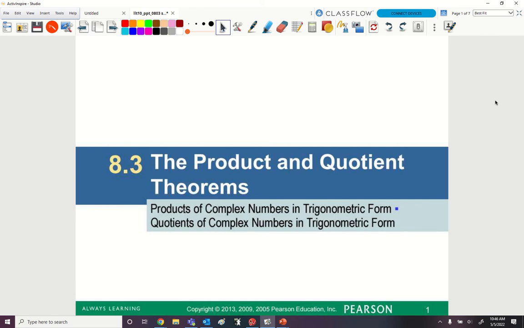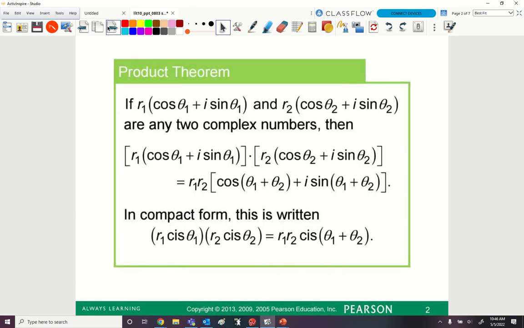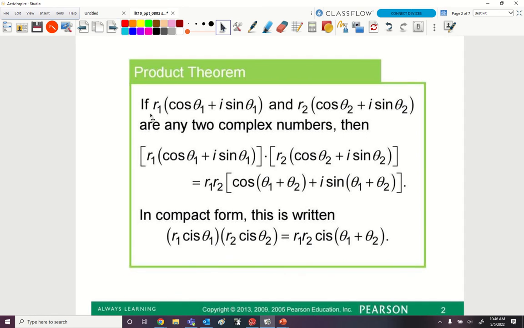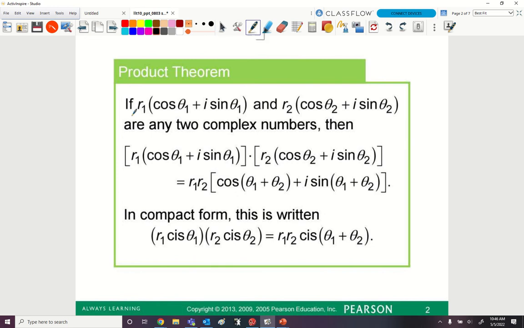Anyway, so 8.3 product and quotient theorems. We're going to do complex numbers, trigonometric form, quotients, all that good stuff. So super easy. This is r cis theta, and again a second one, r cis theta. We're going to do some multiplication of this. I multiply my two r's and add my two angles if it's multiplication. In compact form, you're basically multiplying these two and adding these two. So that is if you are multiplying.